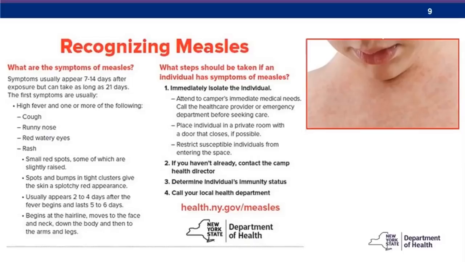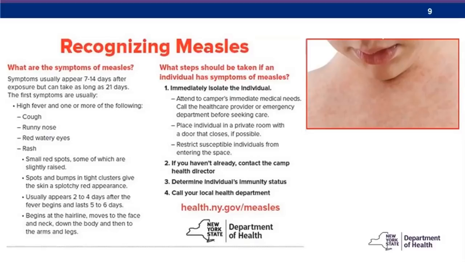If they're going to need additional medical care in an emergency room or urgent care or other healthcare settings, please call ahead and let them know that you think this person might have measles. If you're calling an ambulance, let the ambulance know you think they might have measles, so that those healthcare providers can take precautions to try to limit the number of other people who might wind up being exposed to this person.